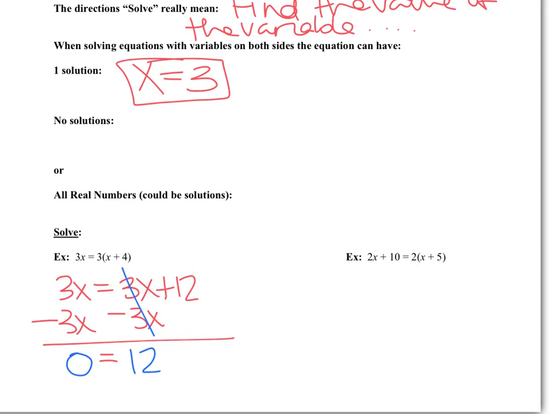Like, it doesn't say that x can be 0. It doesn't say that x can be 12. It doesn't say anything about x at all because the x went away. So I'm going to have to interpret that in some other way.